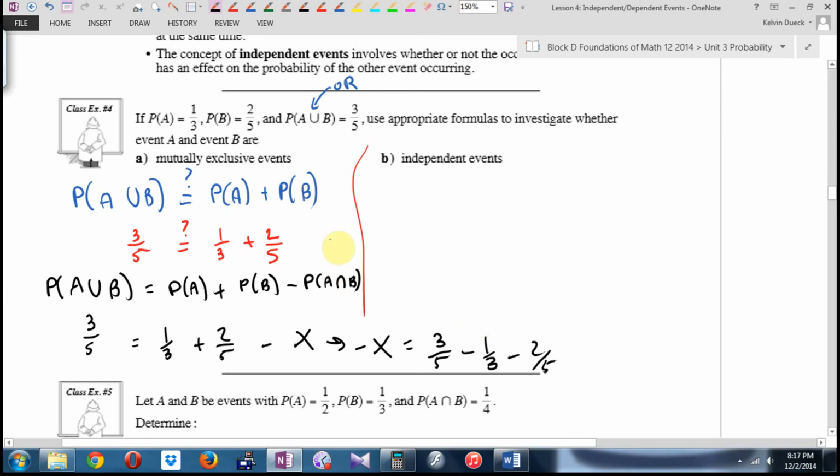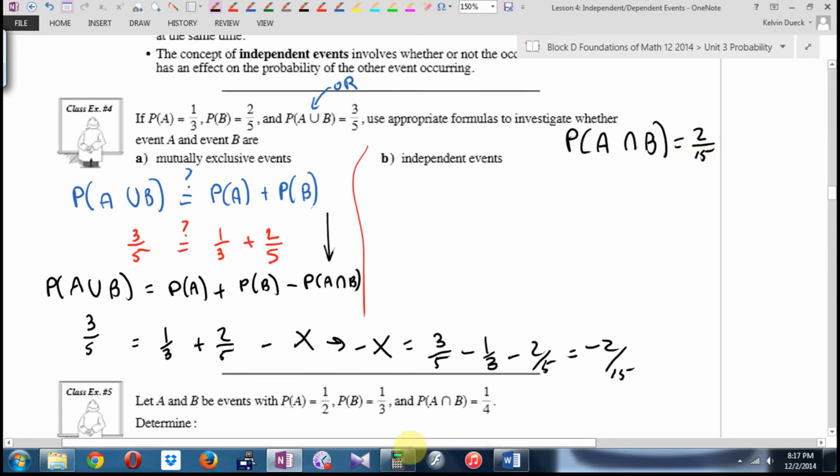The number that goes right here has got to be 2/15. The only way for this equation to work, if these numbers are accurate, is if "or" equals add them together minus the overlap. If I solve for it, I end up with negative x equals negative 2/15, so the probability of A and B is 2/15.